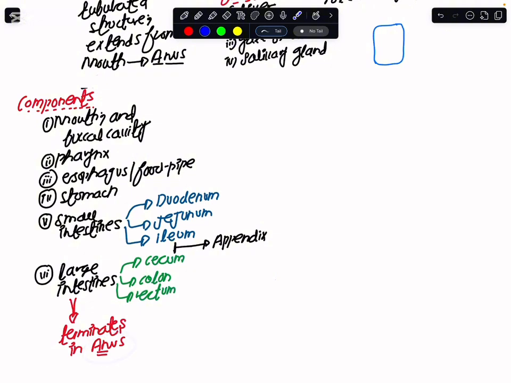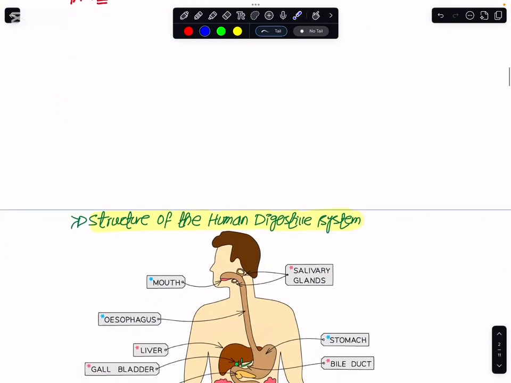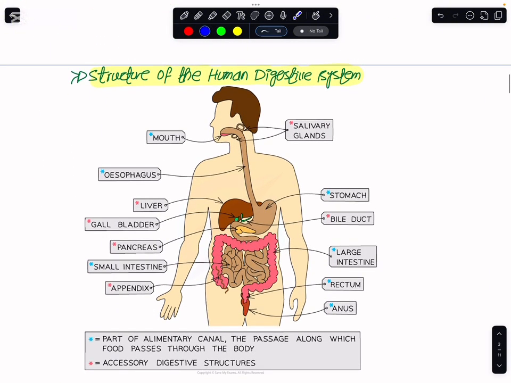Let us just quickly go and see the diagram of this alimentary canal that we have with us. You see that initially we have the mouth and the buccal cavity. Buccal cavity means what we have on the inside of the mouth.